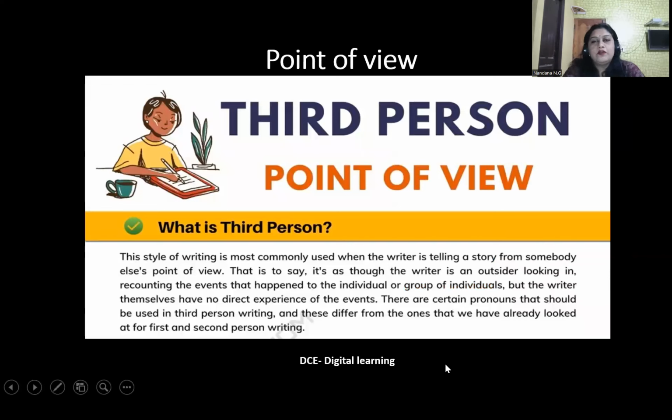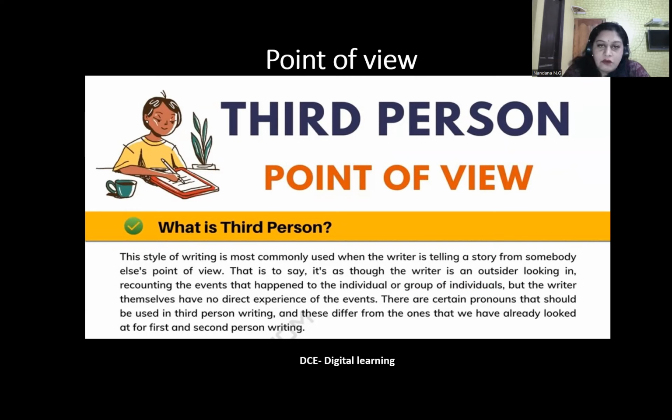Point of view. Point of view is nothing but perspective, drishtikona. Third person point of view. So what is third person? This style of writing is most commonly used when the writer is telling a story from somebody else's point of view. Always remember, any story, novel, drama for that matter has a point of view.